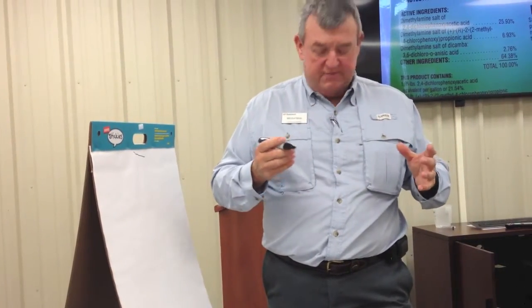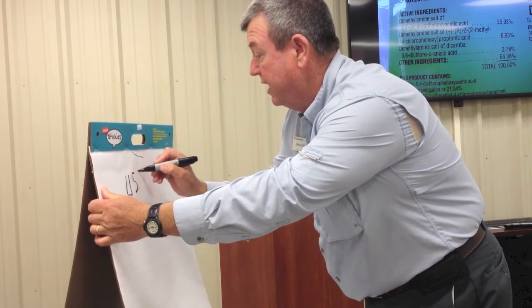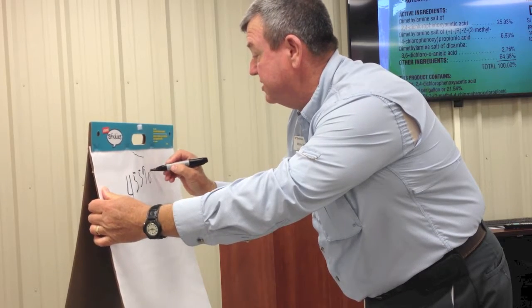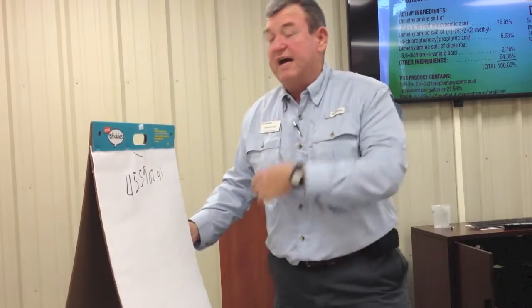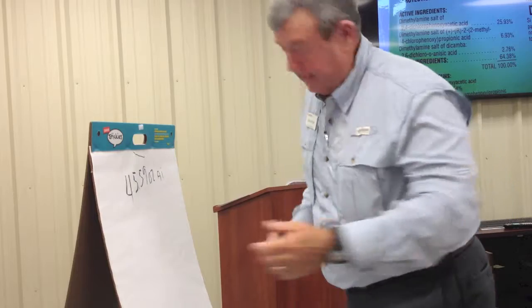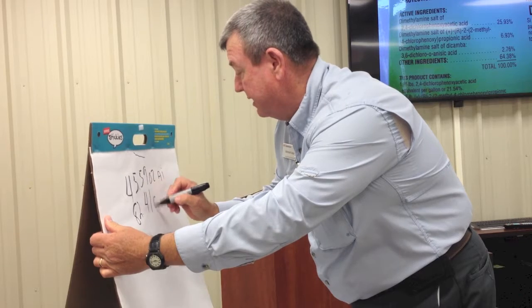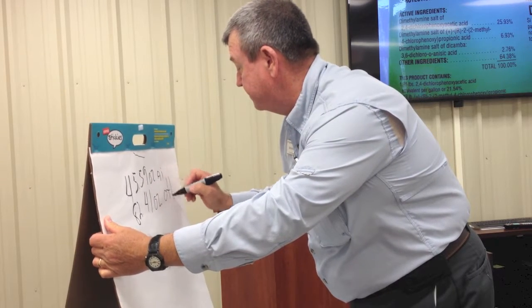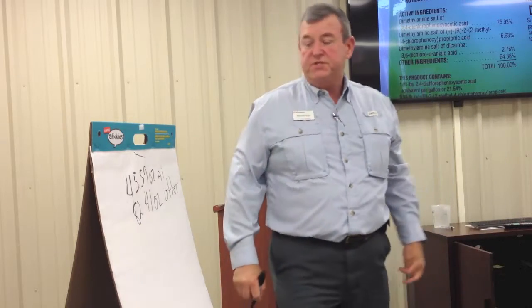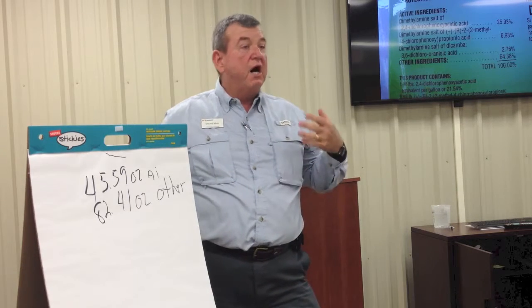Then in this gallon of material over here, so if we break that down into terms of ounces, you've got 45.59 ounces of AI. 45.59 ounces of active ingredient. Okay? And that means then that you've got 82.41 ounces of other. So, well, less than half of what's in there is active ingredient.